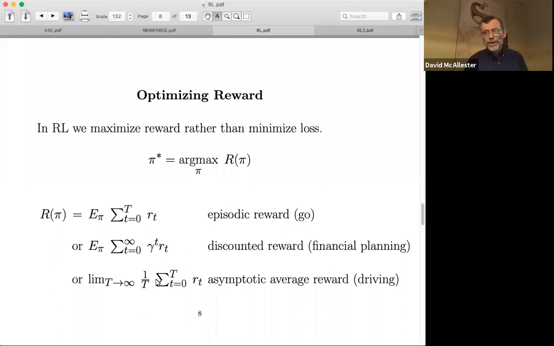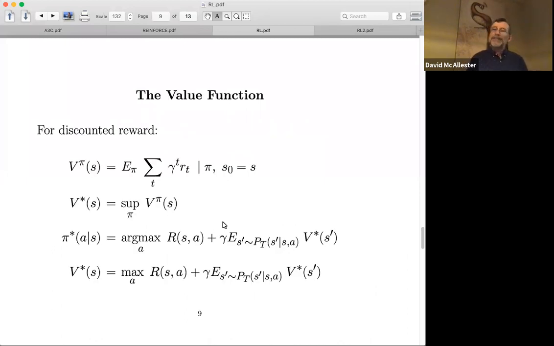So it's kind of unfortunate that there are these different definitions of the reward of a policy. We're going to focus on the discounted version. And this is common in the literature. Everybody does the discounted version. Okay, so now I'm going to do a little bit more mathematics.